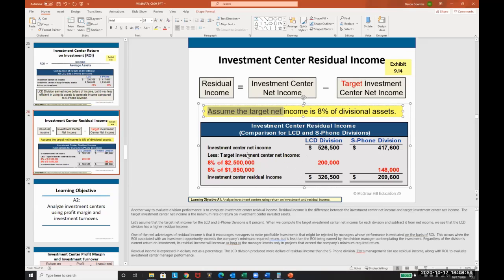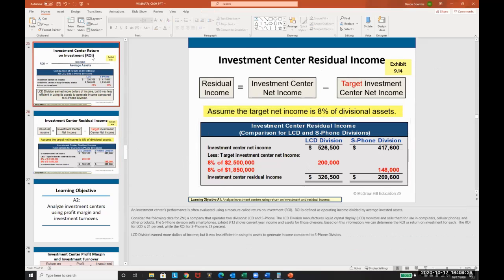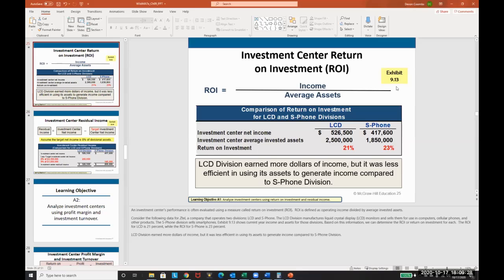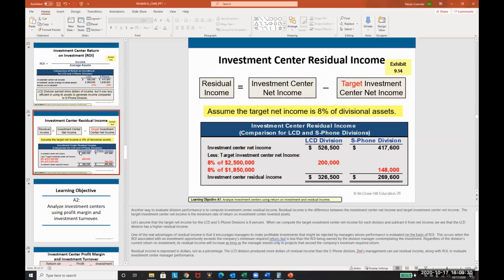And so we're saying here, 8% of 2,500 versus 8% of 1,850, which one would have a higher residual income? We'd say the LCD division actually has a higher investment center residual income. And so if we use this rather than the ROI, we would generally determine LCD division is correct. Generally, what most companies will do is use the investment center residual income first, and say, does this meet our threshold? And then once it does, we'll use ROI to narrow our decision to determine which one makes more sense.